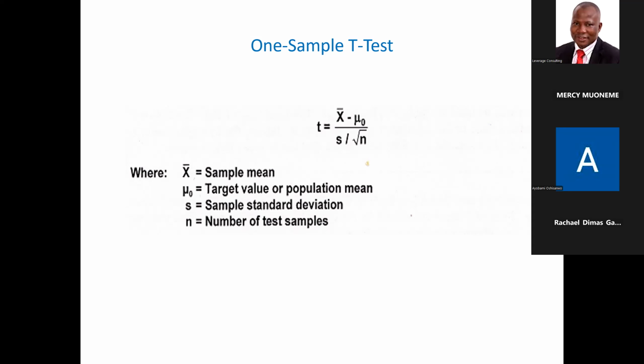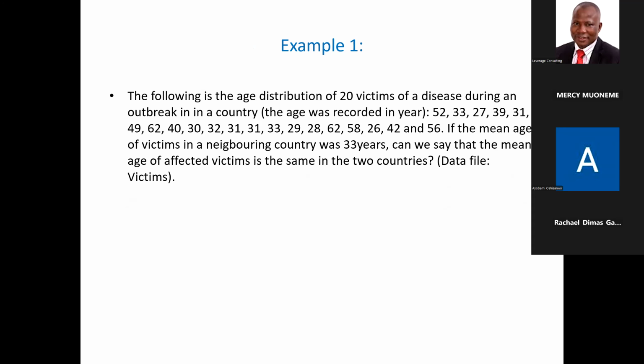Now, any question? So let's run the first one now. One sample t-test. There's a question. The following is the age distribution of 20 victims of a disease during an outbreak in the country. The age was recorded in years. These are the ages, 20 of them. If the mean age of the victims in a neighboring country was 33 years, can we say that the mean age of affected victims is the same in the two countries?